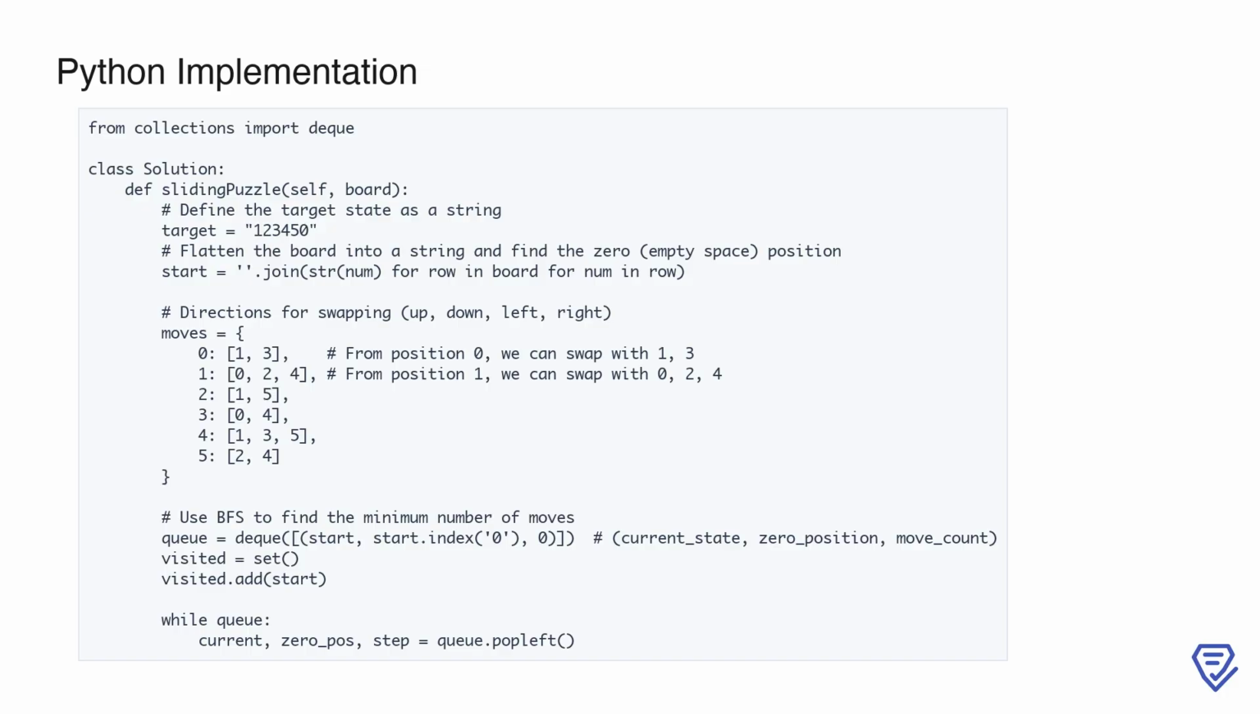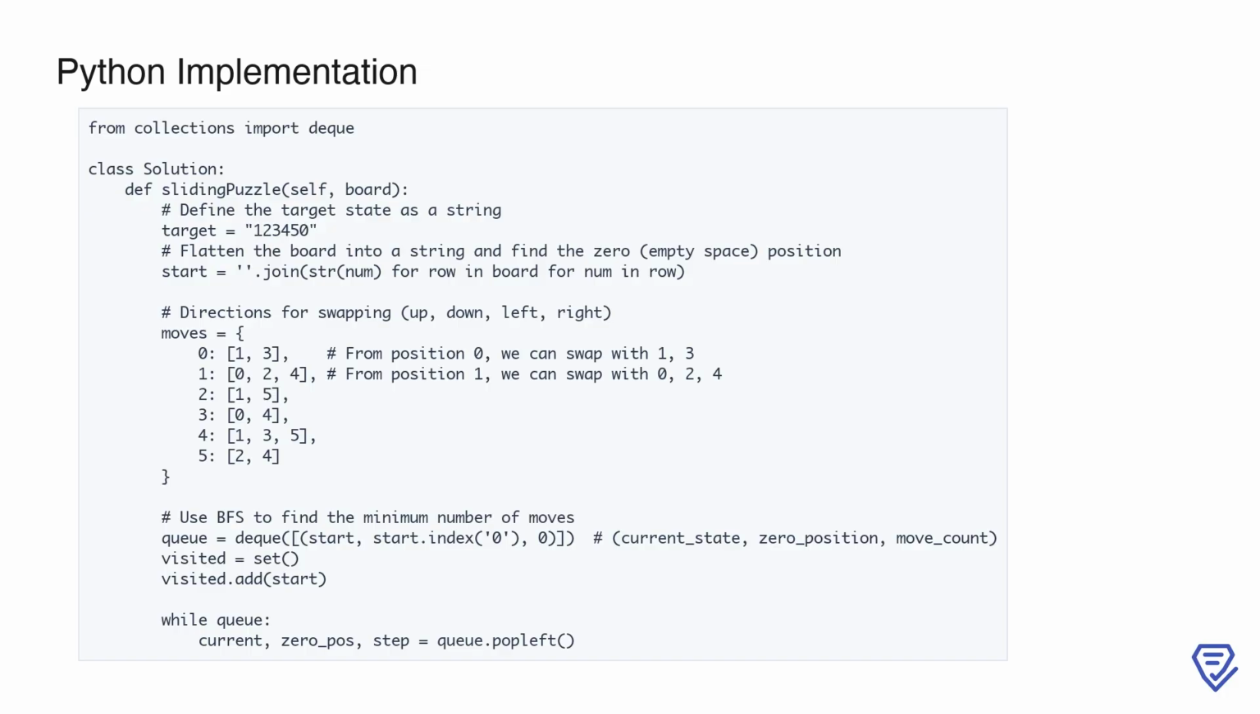Next, we define a dictionary called moves which maps each index of the flattened board to the list of indices it can swap with, based on the puzzle's layout. For instance, if the empty space is at index 0, it can swap with indices 1 and 3. This accounts for the puzzle's movement constraints.